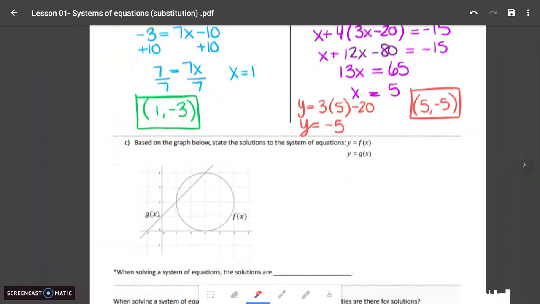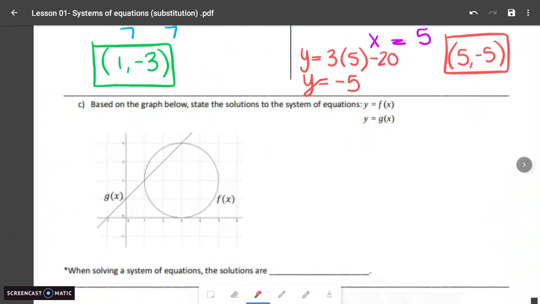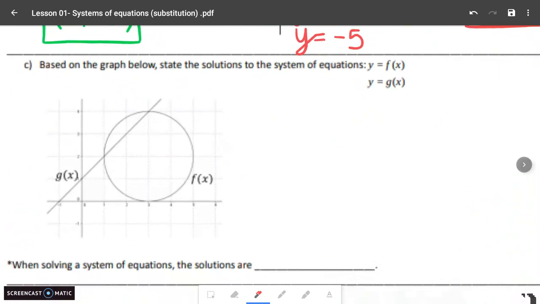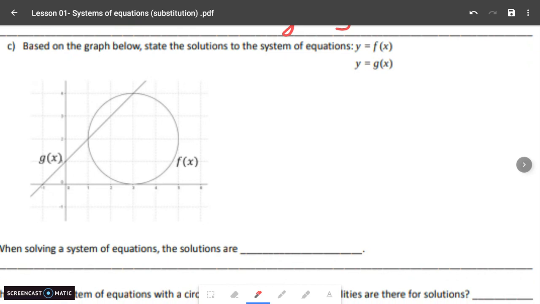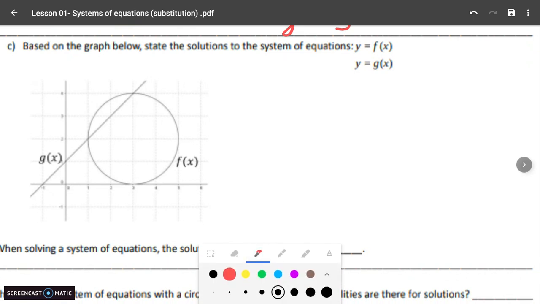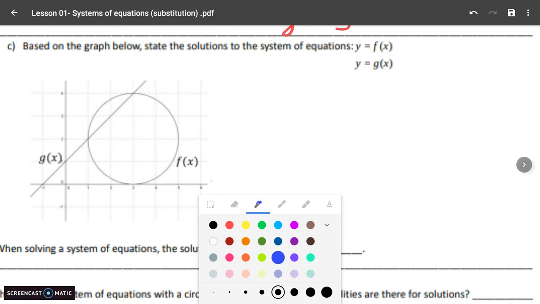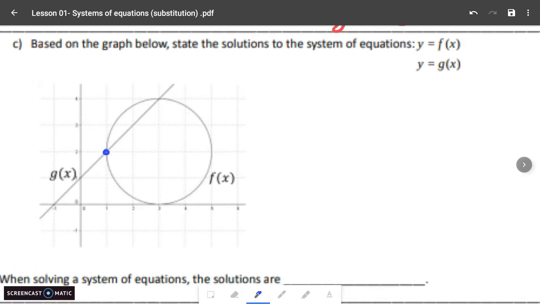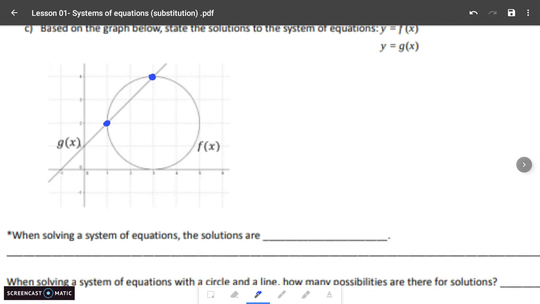Now, it's even nicer when it's on a graph. So even though we're switching up our equations to be f of x for the circle and g of x for the line that's indicated, the way we figure out what the systems of equations' solutions are is just by figuring out where they intersect. So in this case, we have two solutions there. We have the point 1, 2, and the point 3, 5.